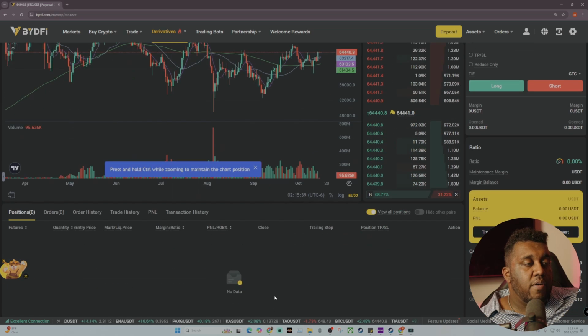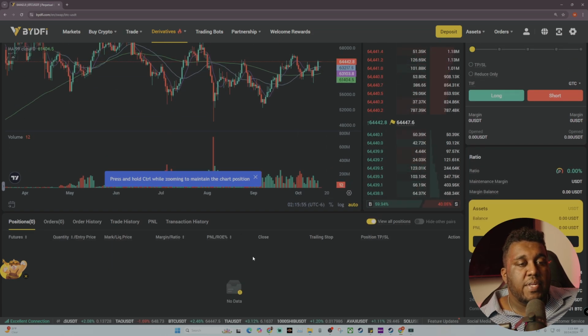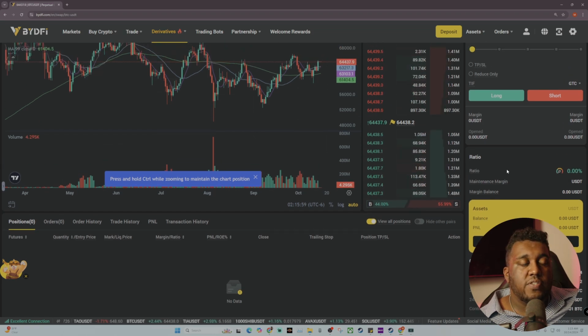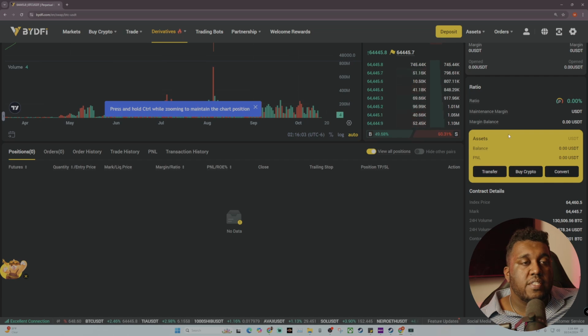At the bottom of this chart, you guys are going to see a few different things called positions, orders, order history, trade history, P&L, profit and loss, and then transaction history. Basically, when you guys make open trades, all of that data is going to be right here. All of your opened orders, all of your previous orders, all that stuff is going to be down here at the bottom. And right above my head here, you're going to be able to see a lot of different information as far as how much money you have in the account, the fees associated with some of these things you guys are going to be buying, and the different ratios out there.